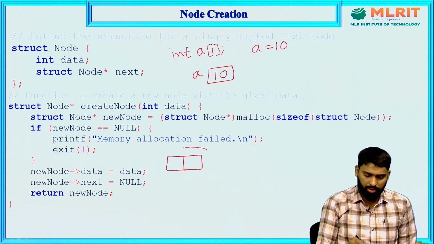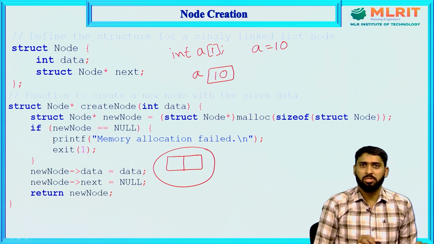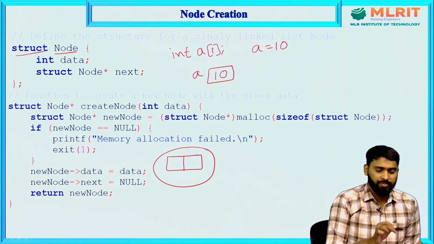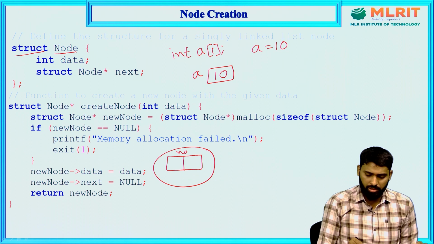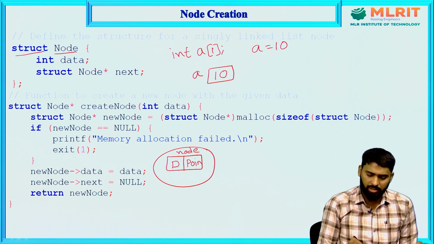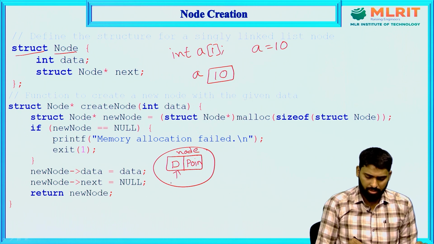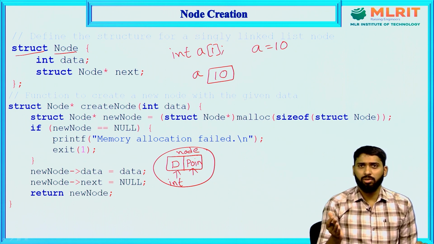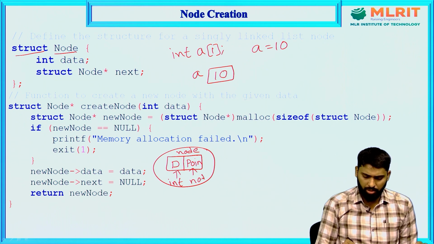So how do we define this node? By using structures. Here we are creating one node using a structure. Now this node contains 2 parts: one is the data part, another one is the pointer. This data may be integer, float or character. Here I am taking this data as an integer. So what is the type of the pointer? It stores the address of another node. So the data type of the pointer is node.